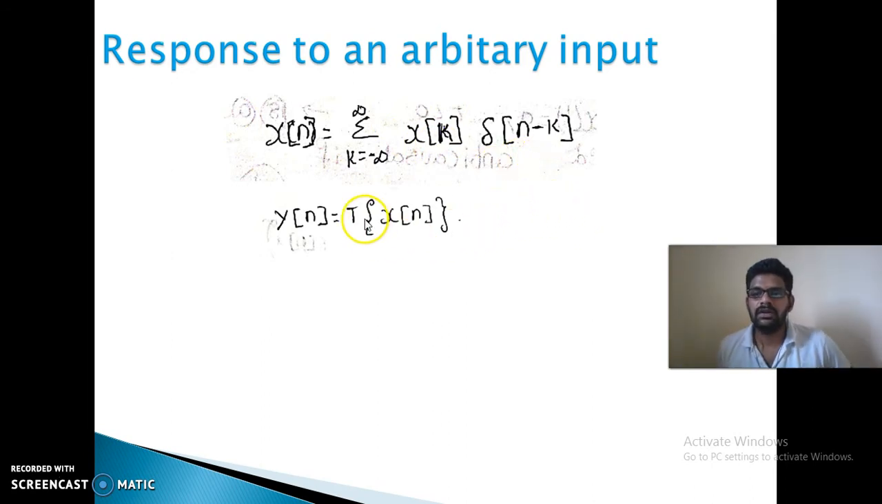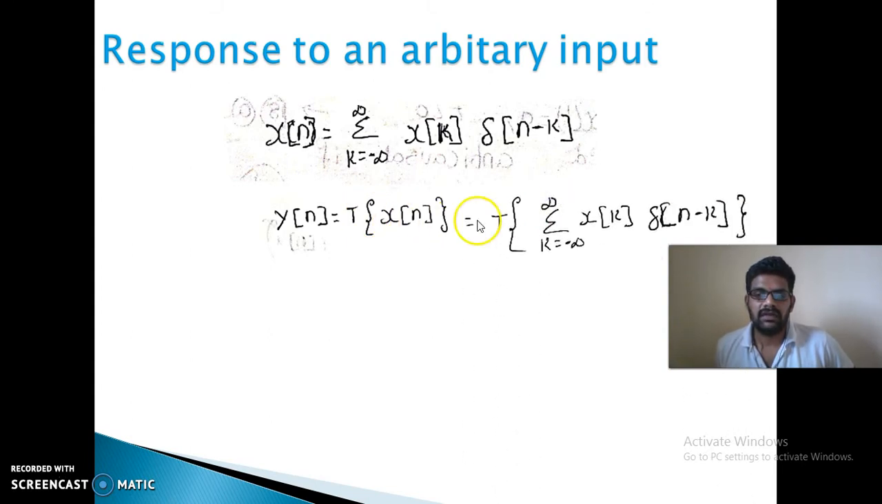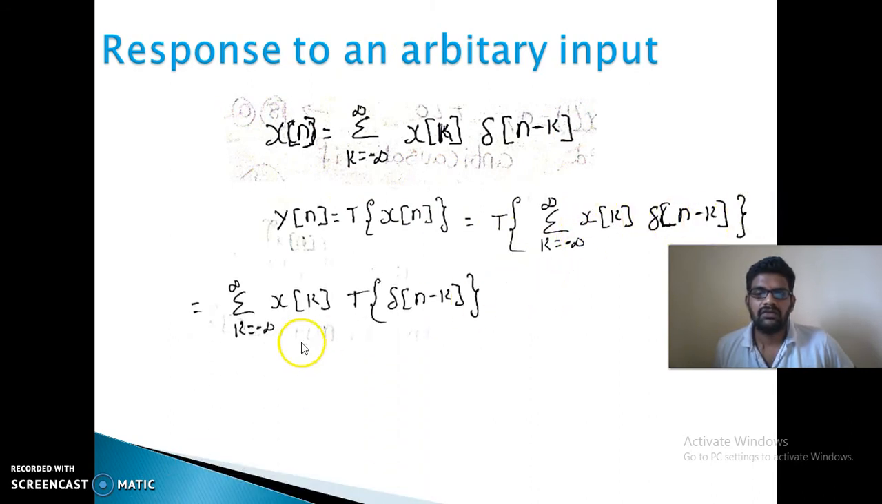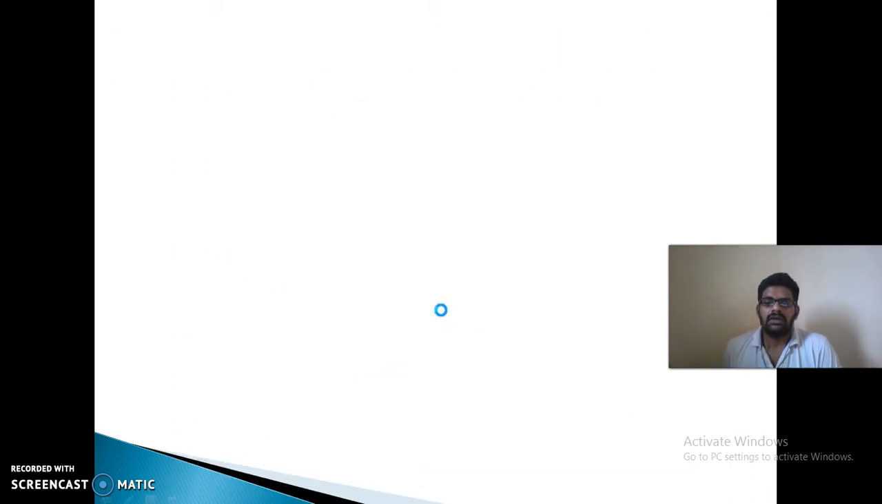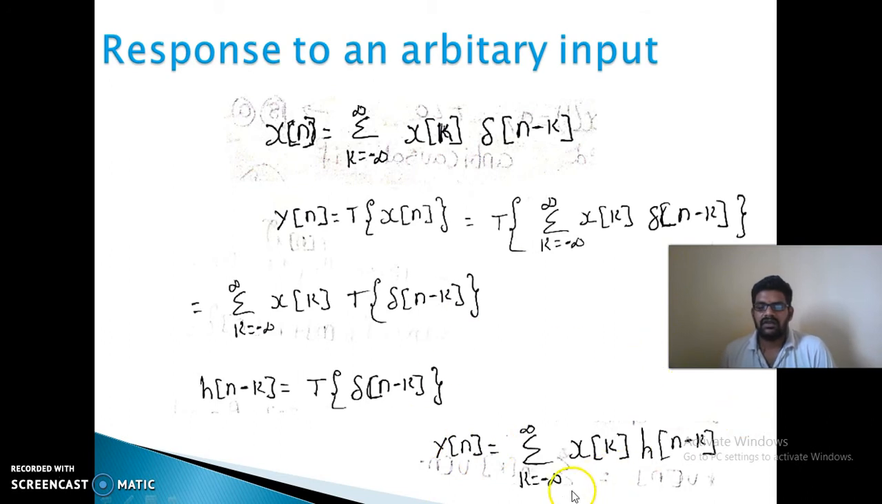Y of n equal to the transformation of x of n, defined as the transformation of the sum of x of k times delta of n minus k. Again, the transformation of delta of n minus k is h of n minus k. So y of n equals sigma k equal to minus infinity to plus infinity x of k into h of n minus k. Again, it is the definition of the convolution sum in the discrete system.